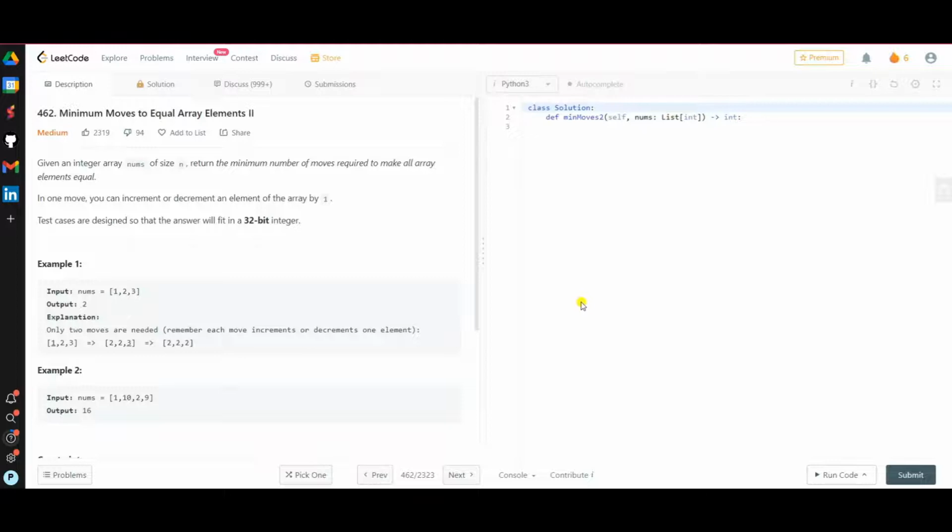Today the problem is minimum moves to equal array elements. So let's understand what the problem actually says and straight away dive into that.